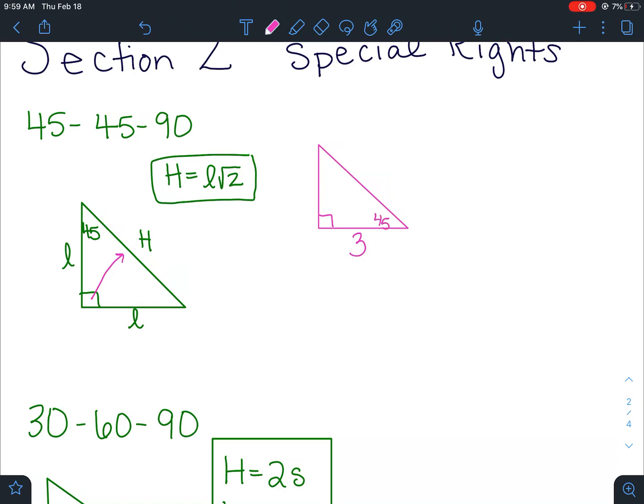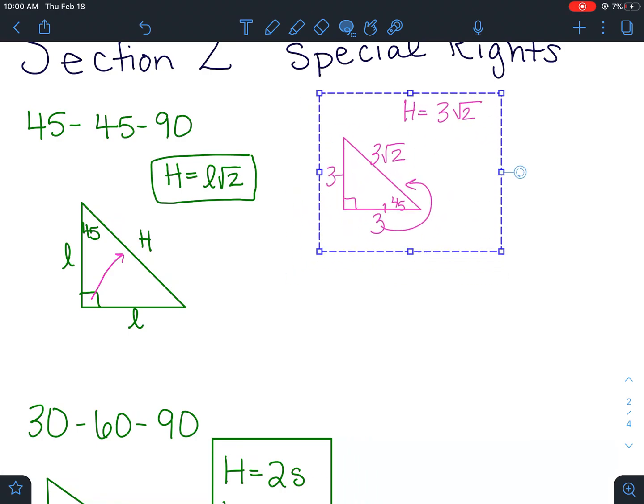There we go. Okay, so because I know this leg is 3, and they're both 45, both those sides are 3. To get to that hypotenuse, I'm just going to plug it in. So hypotenuse equals my leg, 3, times the square root of 2. So my hypotenuse here is going to be 3 square root 2. Again, that's the easy one. You're literally just plugging it in.